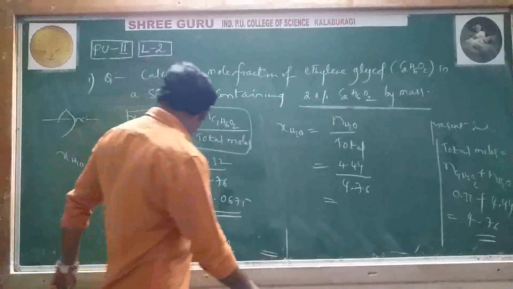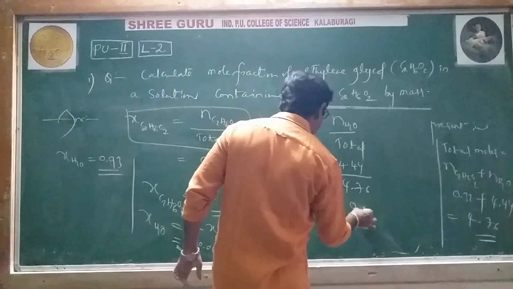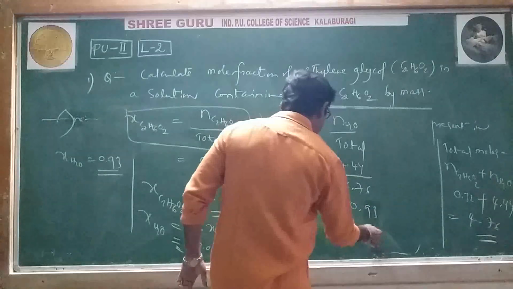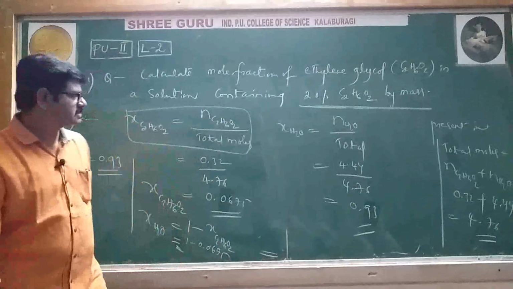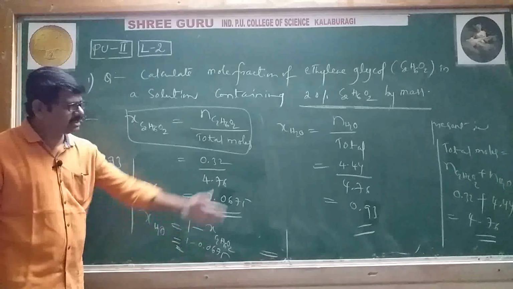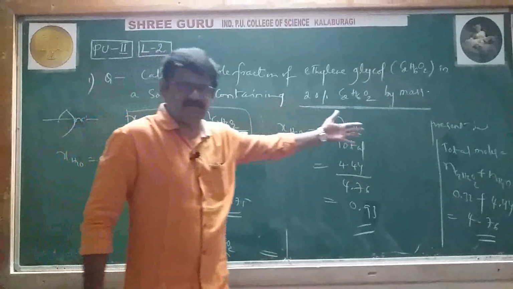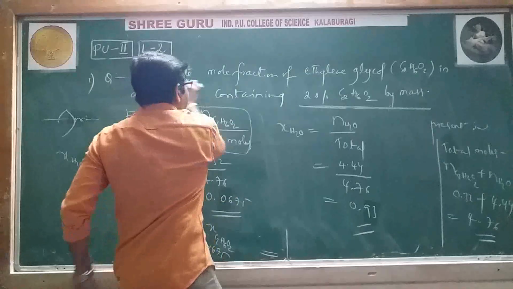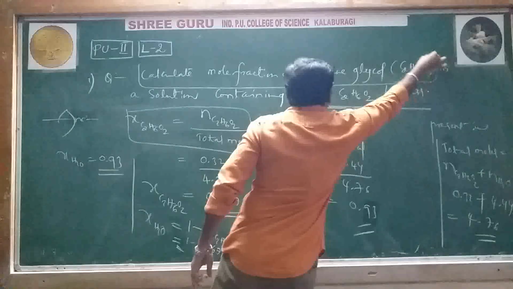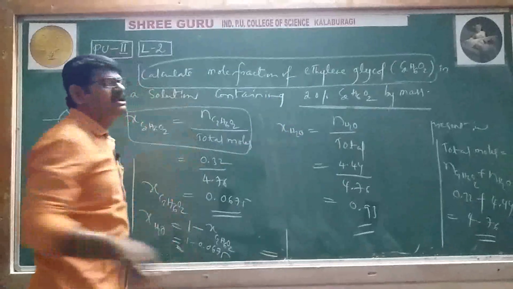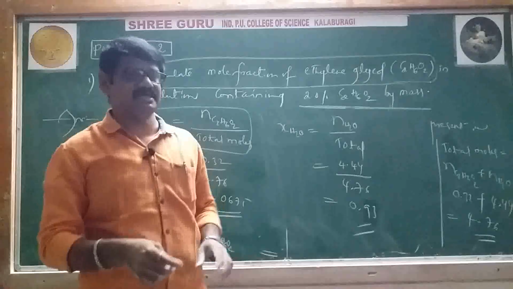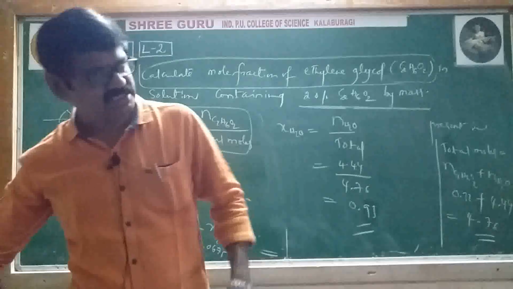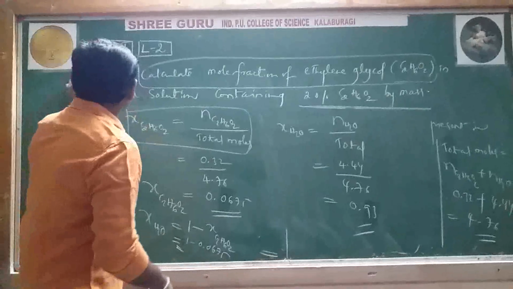If you do simplification again, you will get 0.93 something. You can calculate directly, or you can calculate with the help of the formula also. But of course, in the question he has asked only to calculate the mole fraction of ethylene glycol. Only one component's mole fraction was asked, but even so, we have calculated both components' mole fractions. Right, we'll go to another question.